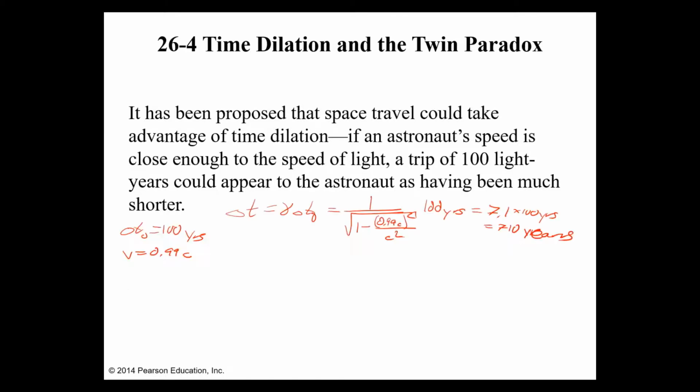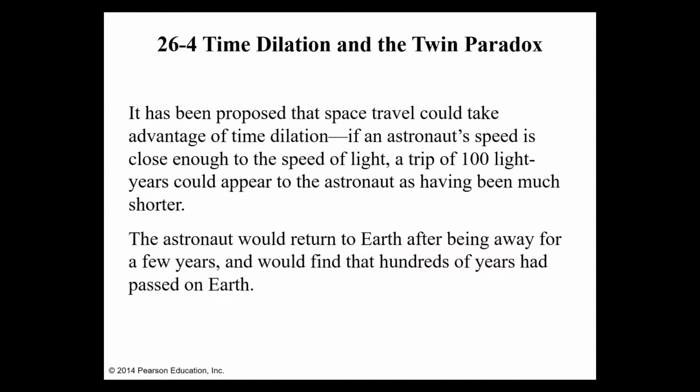Now you can imagine how weird this would be if you had a set of twins and one of the twins was the one that traveled for 100 years and the other one stayed at Earth. So one's only aged 10 years or 100 years, while the other twin has aged 71 or 710 years. We'll stick with these numbers. While one twin aged 100 years, the other one has aged 710 years. Yeah, weird. And so this has often been considered to be called the twin paradox.